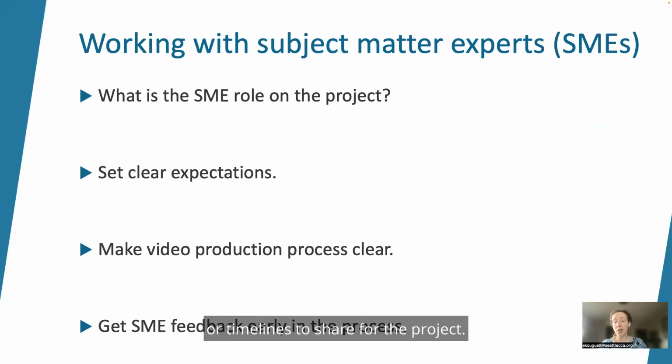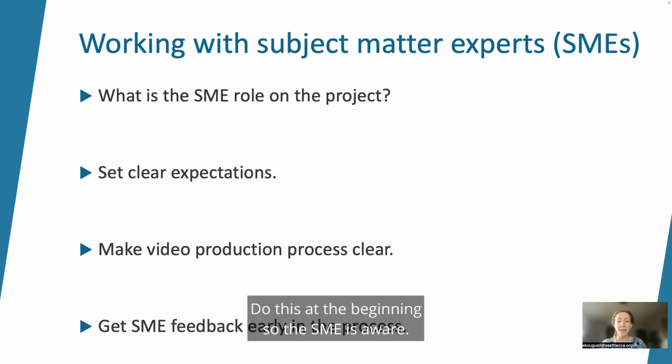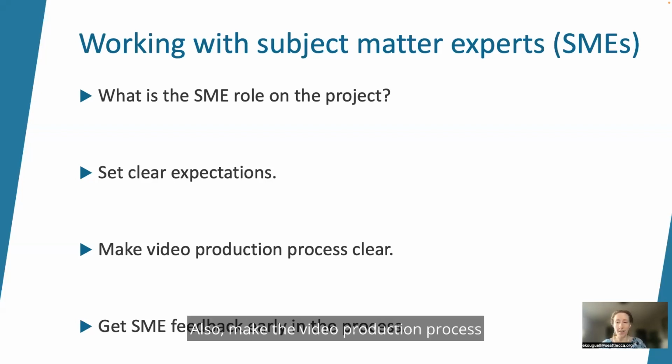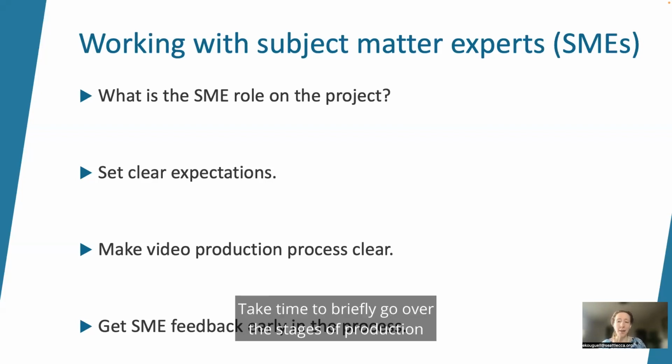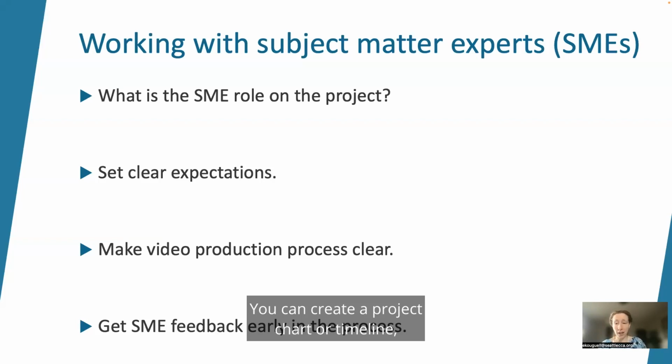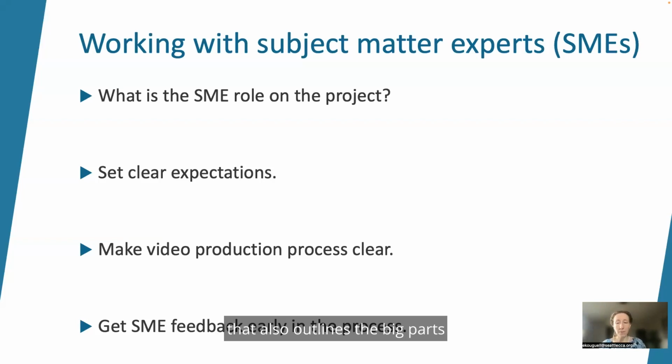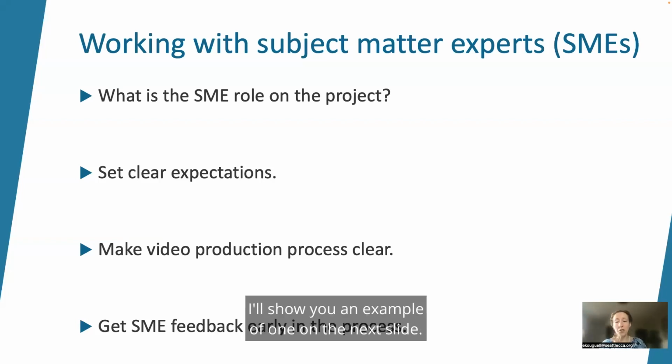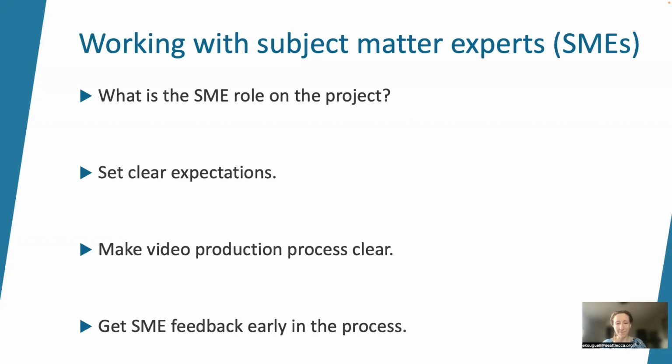If there are deadlines or timelines to share for the project, do this at the beginning so the SME is aware. Also make the video production process as clear as possible. Take time to briefly go over the stages of production so they have an understanding. This can help manage expectations, and it's always good in general for people to have a fuller understanding of the project they're working on. You can create a project chart or timeline or some sort of schedule to share with the SME that also outlines the big parts of the video production process. I'll show you an example of one on the next slide.